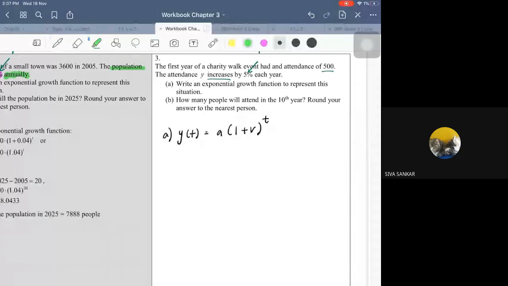So selain daripada Y dengan T, so nilai lain you kena ganti. Mana nak cari nilai tu? So nilai tu ada dalam soalan. So what is my A value? Kalau you baca soalan ni, 500. A value dia berapa? Betul.